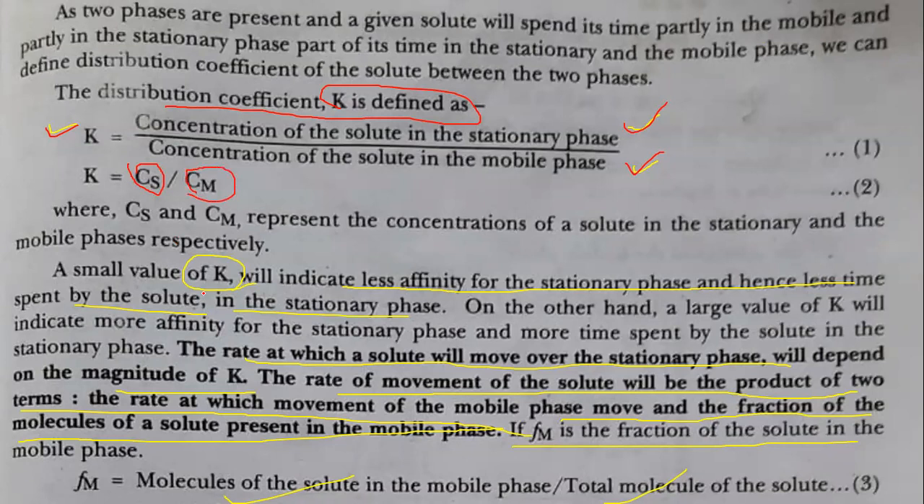A smaller value of K indicates that more components are going with the denominator, meaning they are going with the mobile phase. They have more affinity for the mobile phase and less affinity for the stationary phase. If the value of K is higher, it indicates that the components have more affinity towards the stationary phase and less affinity towards the mobile phase.